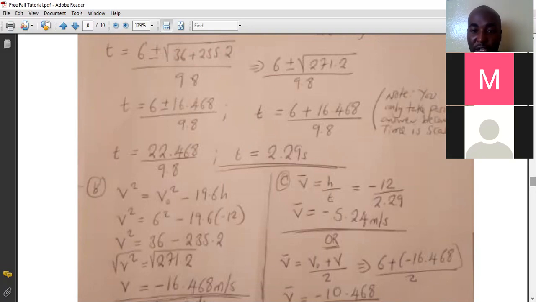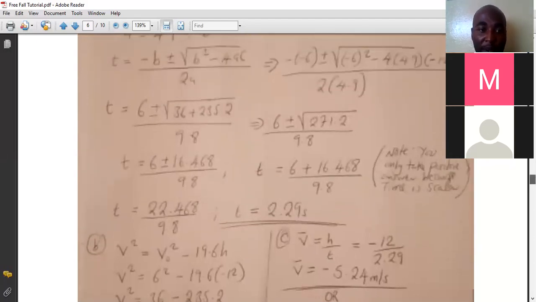So for the quadratic equation answers, where you are subtracting and where you are adding, the only answer you pick is the one that gives you a positive answer. Time is a scalar quantity, so only positive answers are allowed. If it was velocity, you would find both the positive and the negative, because velocity is a vector. Vectors follow the number line, whether negative or positive. But for time, the only answer you must pick must be positive. So that's why you get t equals 2.29 seconds.